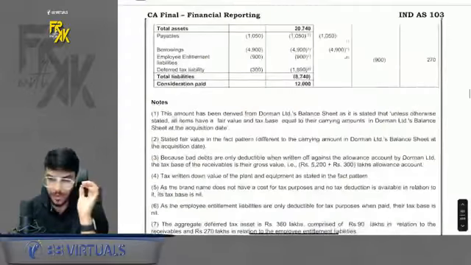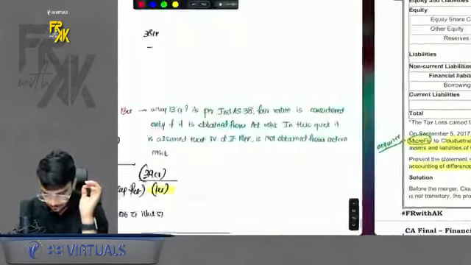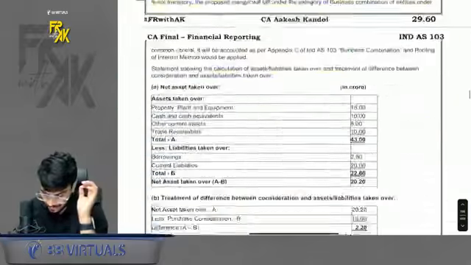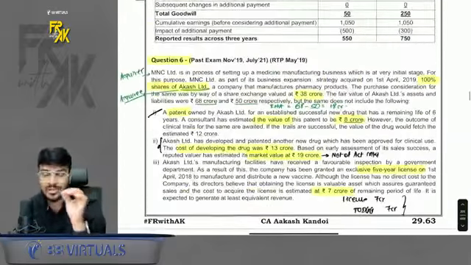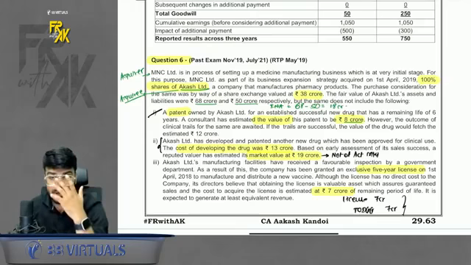Then the last point of this chapter was illustration number 51 and question number 6. These two questions had a contradiction. What was the contradiction? Just listen to me.